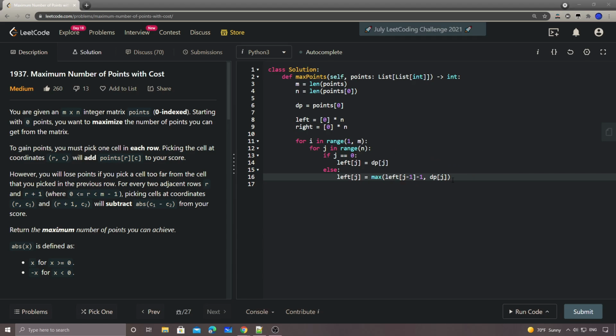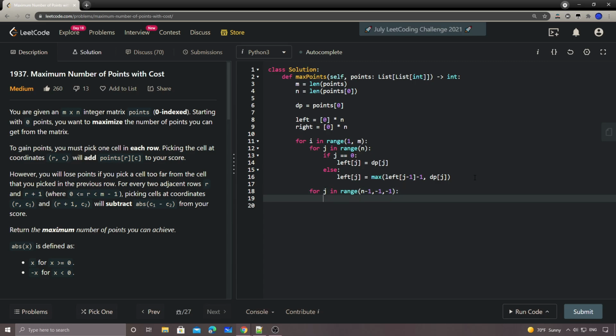And then the next for loop is for the right one. It's going to be n minus 1, minus 1, minus 1, right? So this time, similarly, if j is equal to n minus 1, then we have right[j] equals dp[j]. Else right[j] equals the max of right[j plus 1], and then also do a minus 1, of dp[j].